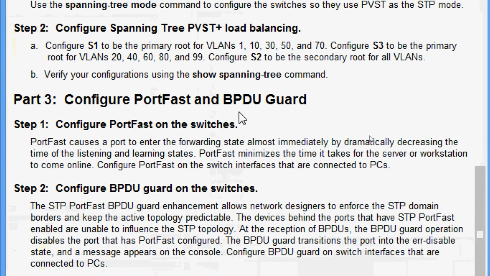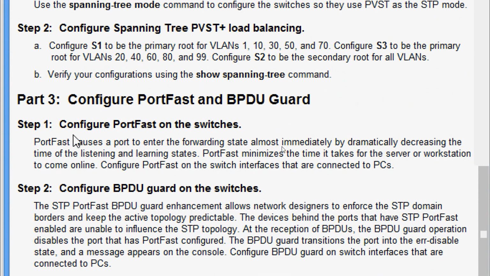Now we will come to part 3. Configure port fast and bpdu guard. Step 1. Configure port fast on the switches. Port fast causes a port to enter the forwarding state almost immediately by dramatically decreasing the time of the listening and learning state. Port fast minimizes the time it takes for the server or workstation to come online. Configure port fast on the switch interfaces that are connected to PCs. We will do this configuration now.